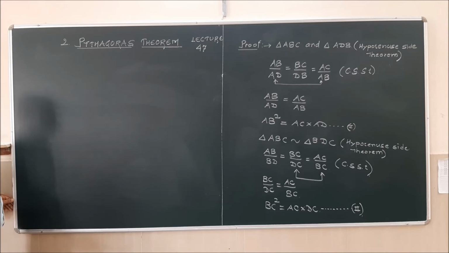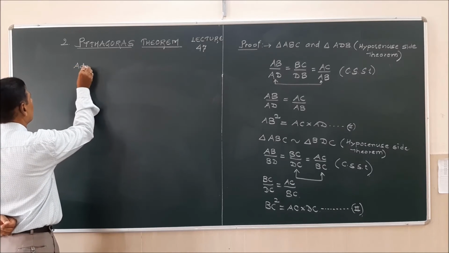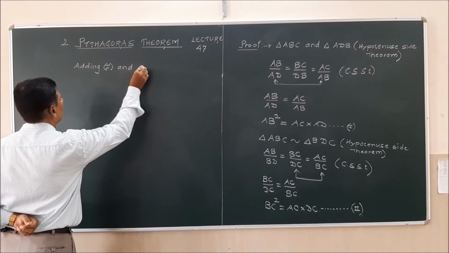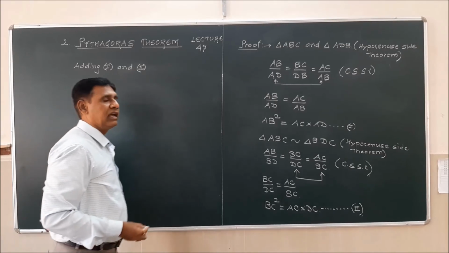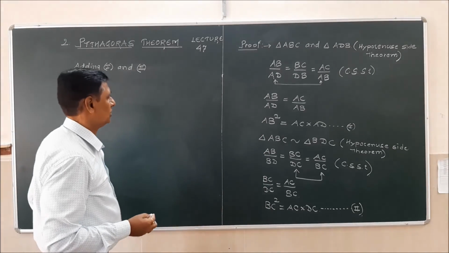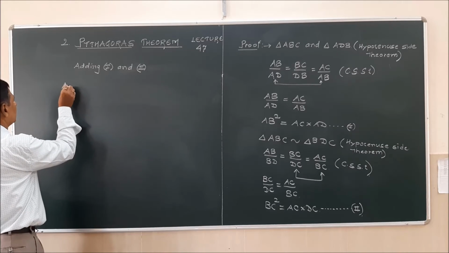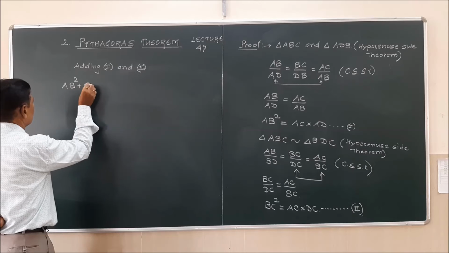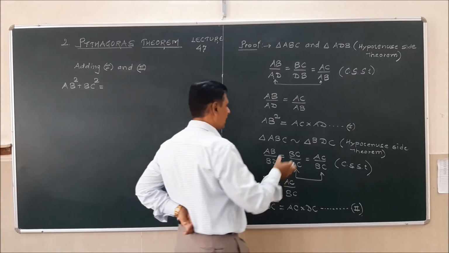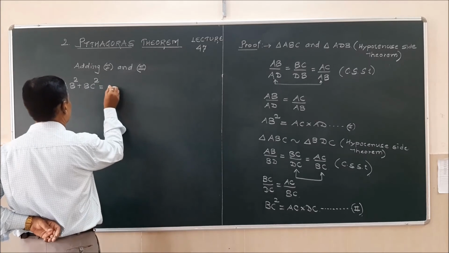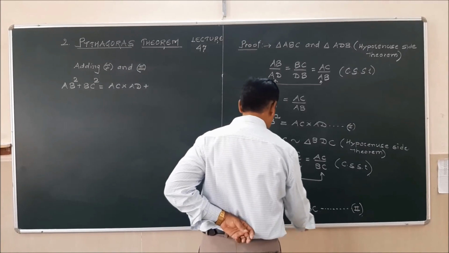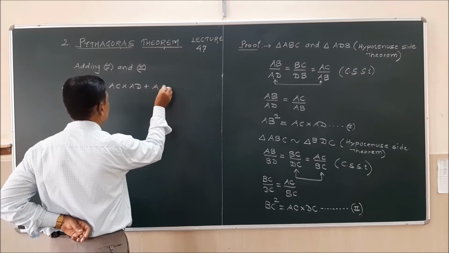Okay, so adding 1 and 2. When we add 1 and 2, left hand side of 1 plus left hand side of 2, so AB square plus BC square, is equal to the right hand side: AC into AD plus AC into DC.